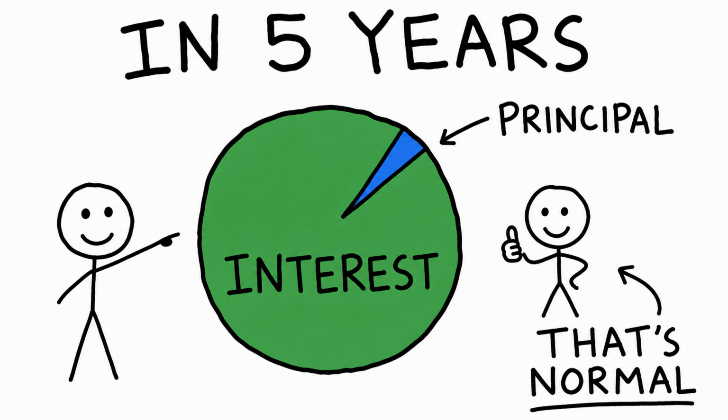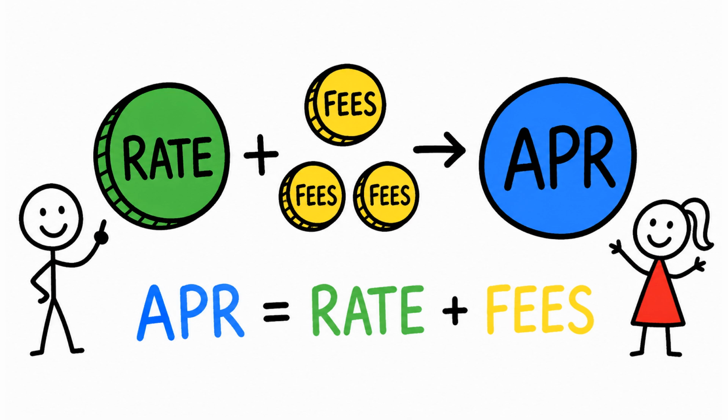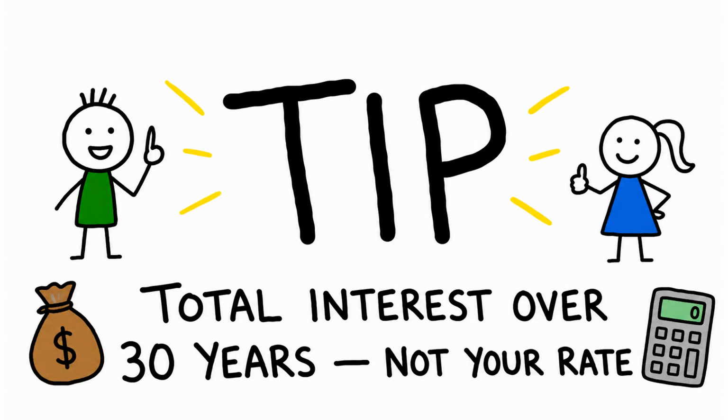Think of the interest rate as the cost of the money alone, and the APR as the cost of the money, plus the lender's fees, blended into one yearly number. That's why the APR is usually a little higher than your interest rate. And TIP, the total interest percentage. That's all the interest you'd pay over the full life of the loan as a percent of what you borrowed. It looks big, but that's total interest over 30 years, not your rate.